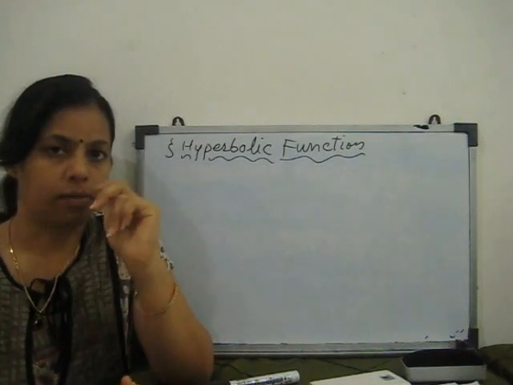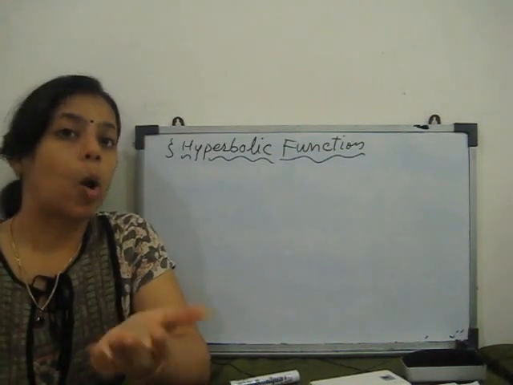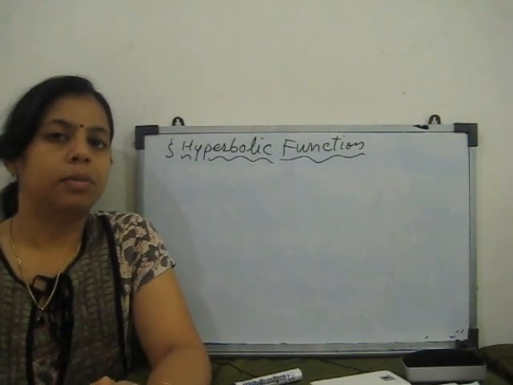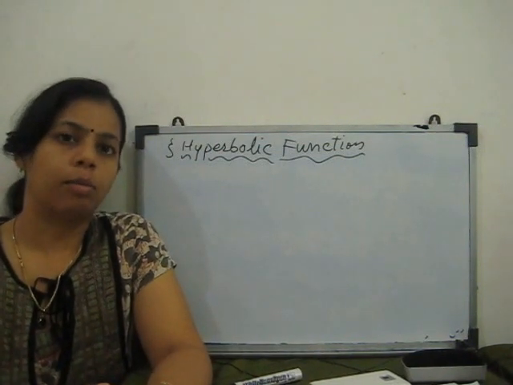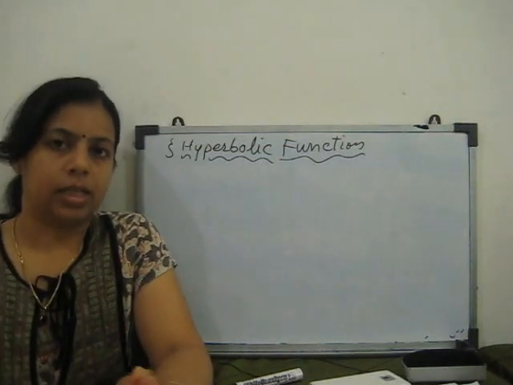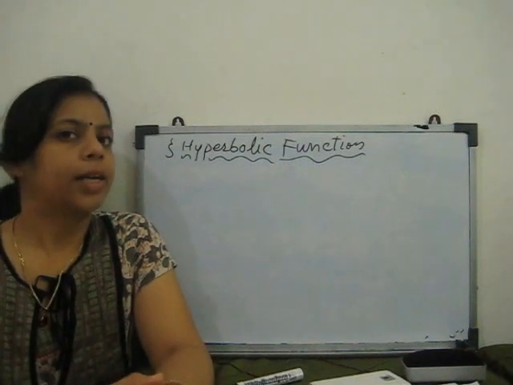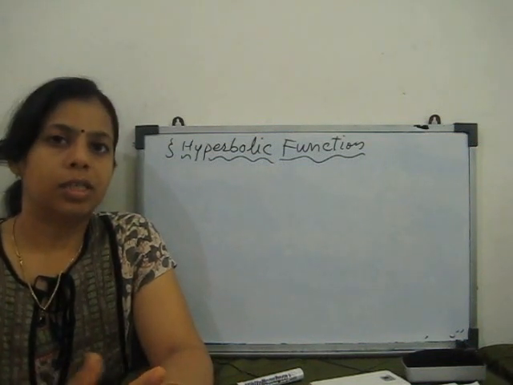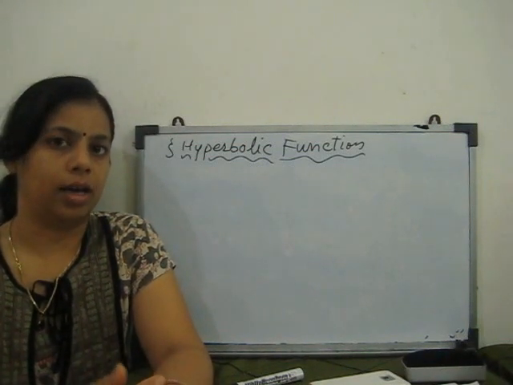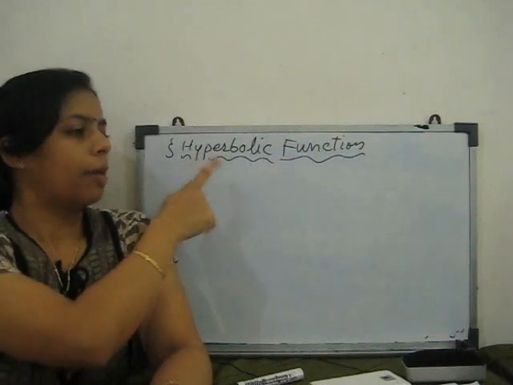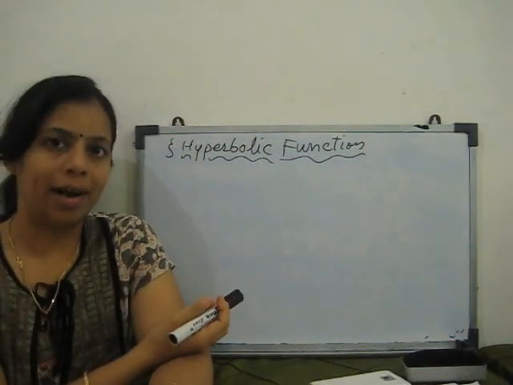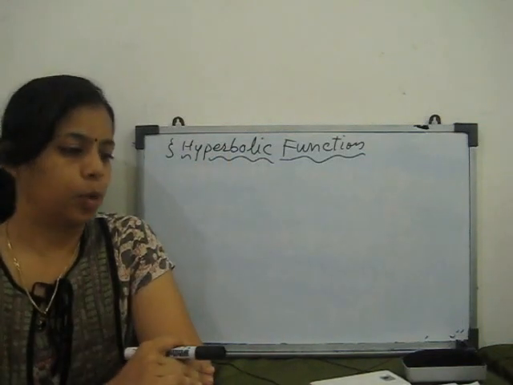Basically, what is a hyperbolic function? Hyperbolic function is a combination of trigonometrical and exponential function. If we talk about trigonometrical functions, that means sine, cosine, tangent and sec, cosec, all are trigonometrical functions, and exponential means e to the power x square or any kind of exponential function. So the hyperbolic function is basically a combination of trigonometrical and exponential function.